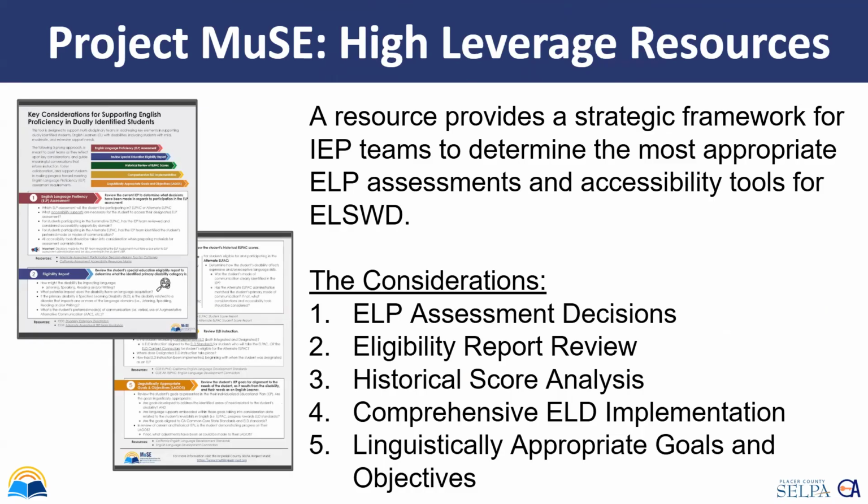So from looking at what ELP assessment is going to be used, whether it's going to be the OG LPAC as is, the OG LPAC with accommodations, with UDAs, or if the student has a significant cognitive disability, if the ALT LPAC is appropriate. How often are we reviewing eligibility reports, whether it be that initial or that reestablishment of eligibility? How often are we looking at historical scores? Yes, formative data is important.